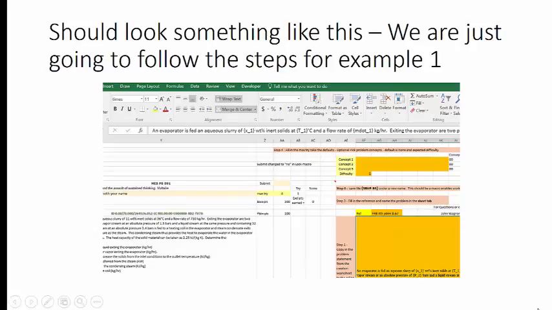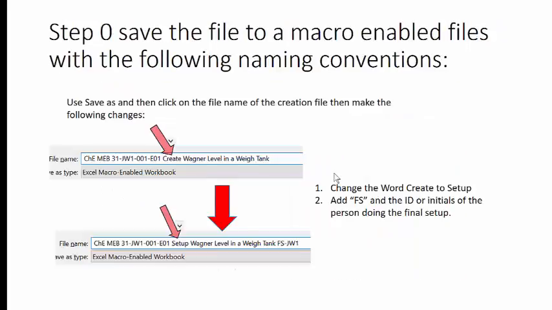They are given kind of in the salmon colored here, starting with step 0, where the step 0 is just save the file. We're going to be using the same naming convention that we did earlier with the create file, just replacing the word create with setup and adding the initials of the person that's doing the final setup. It is also an Excel macro enabled workbook.